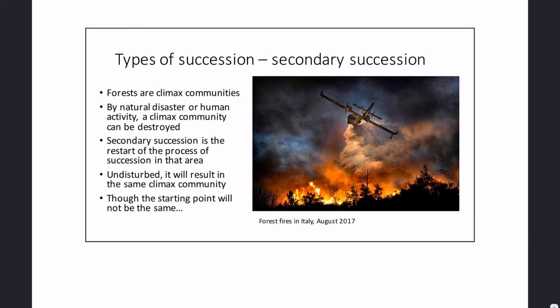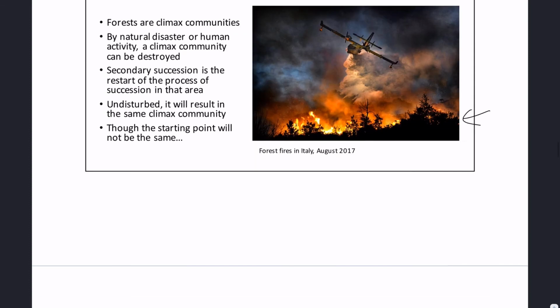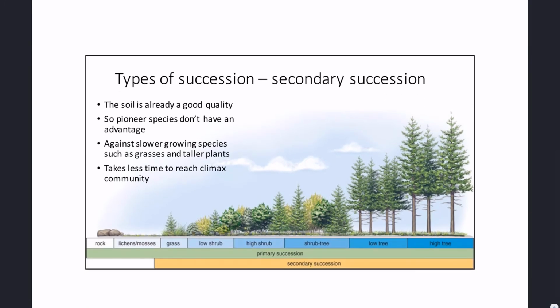We've got secondary succession, which is basically restarting the whole process. So we've had a climax community here, but there's been some kind of natural disaster, and we've lost all the community. Well, what happens is that it doesn't start from scratch. It doesn't start all the way at the beginning, which is a lifeless place.